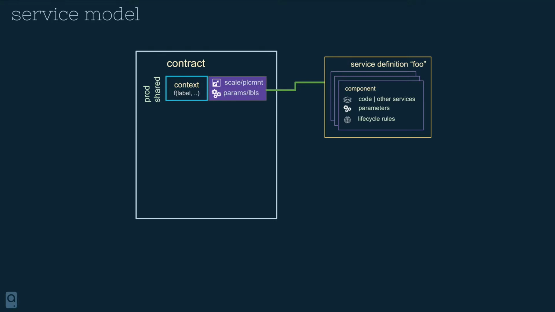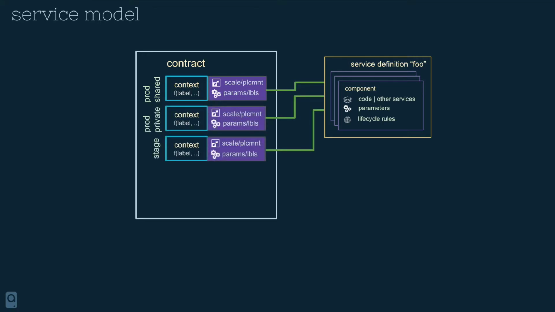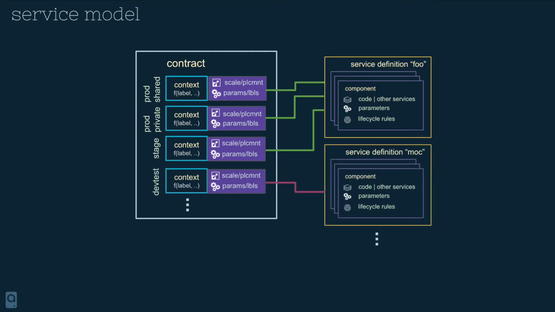In this example, we have production shared for our production consumers. We've also created production private for important consumers, giving them dedicated instances, and stage, which might have different code or scaling characteristics and different placement parameters. We also have dev test, which points to a completely different piece of code. For example, we are pointing to a mock or a fake piece of code that simulates a certain function.